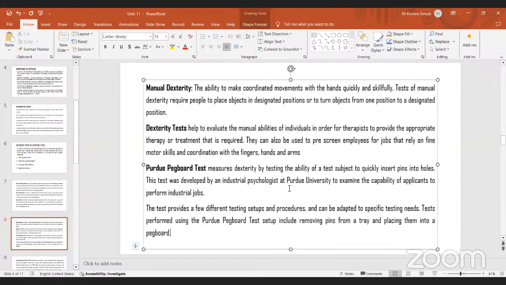The test provides a few different testing steps. The procedure can be adapted to specific timing needs. The test is performed using the Purdue pegboard. Steps include removing the pins from the tray and placing them into the Purdue board.